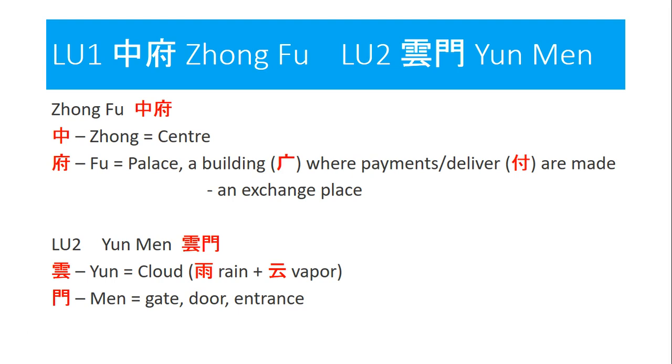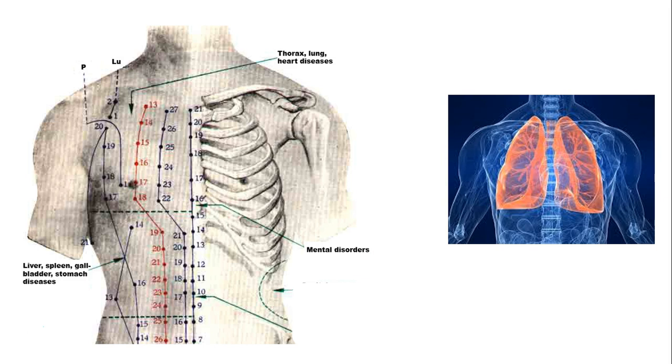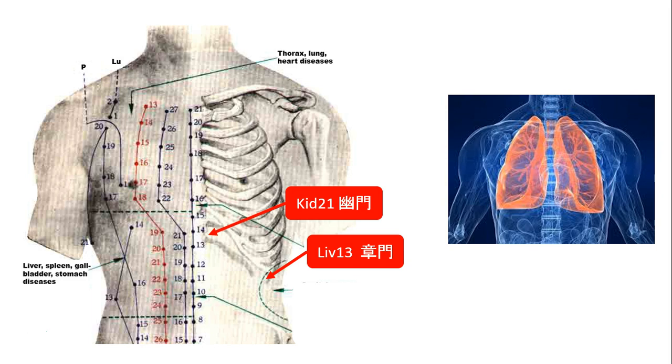It is not possible to make all gates mean the same, as we can have many gates to many things. However, of the 12 points that are gates, 6 of them relate to the lungs. 3 are at the edge of the diaphragm. Kidney 21, Youmen, the dark gate. Liver 13, Jiangmen, the camphor or the sealing gate. And gallbladder 25, Jingmen, the capital gate.